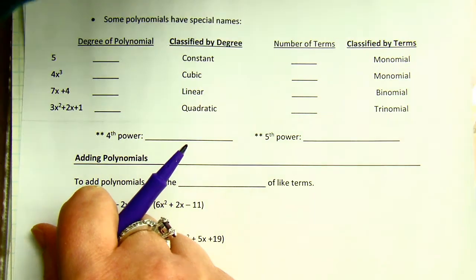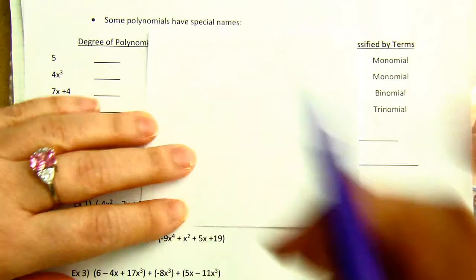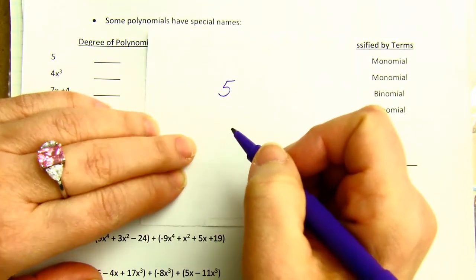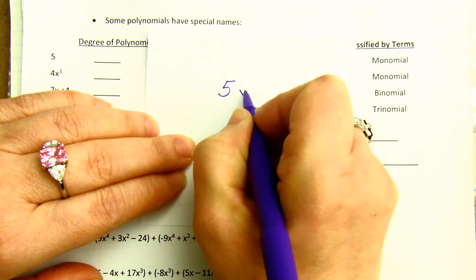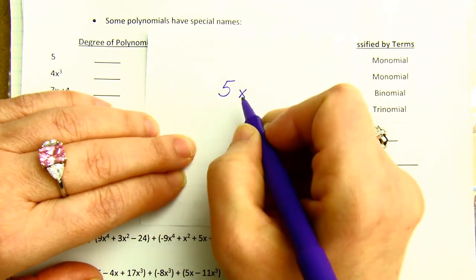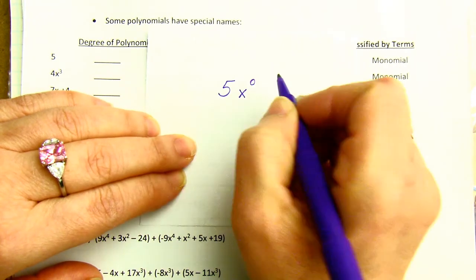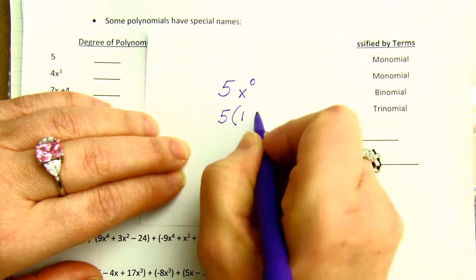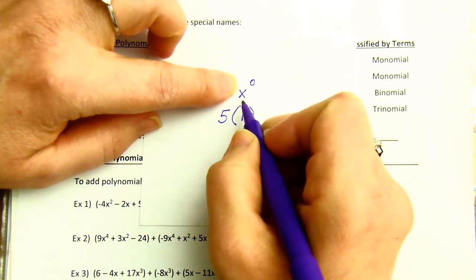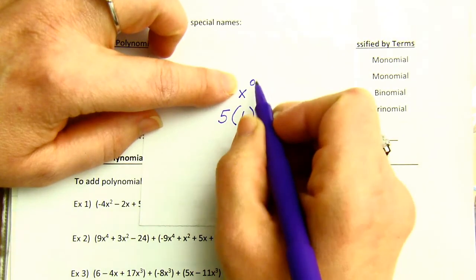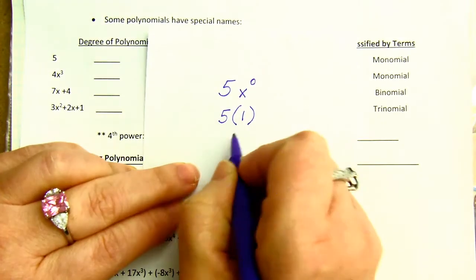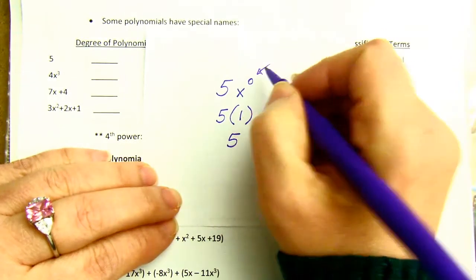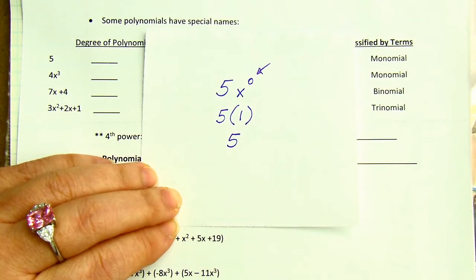The degree of any constant term, a number like 5, is 0. Because 5 is not equivalent to 5x. But if I put a power of 0 on the x, this really means 5 times 1, because any base except for 0 to the 0 power is 1. And 5 times 1 is 5. And so this is why any constant term has a degree of 0.